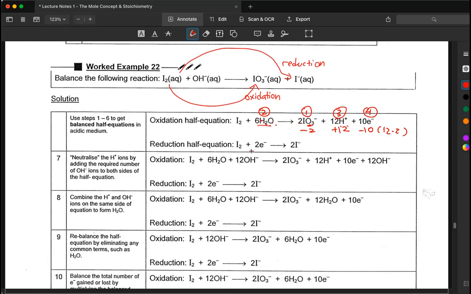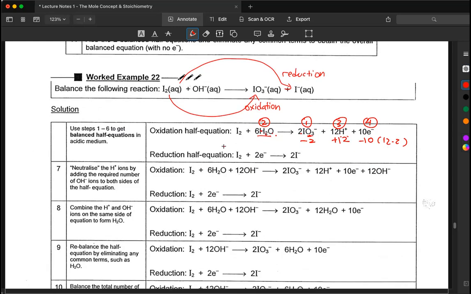Then after that, you write the reduction one. I don't have a reduction easier than this one. Don't have the water, don't have the H plus, don't have the OH, don't have the e minus, don't have the H plus and the water there. So it's less complicated. So you have I2 to I minus. So I2 to I minus, you put the 2 e minus, reduction, so electron right here.